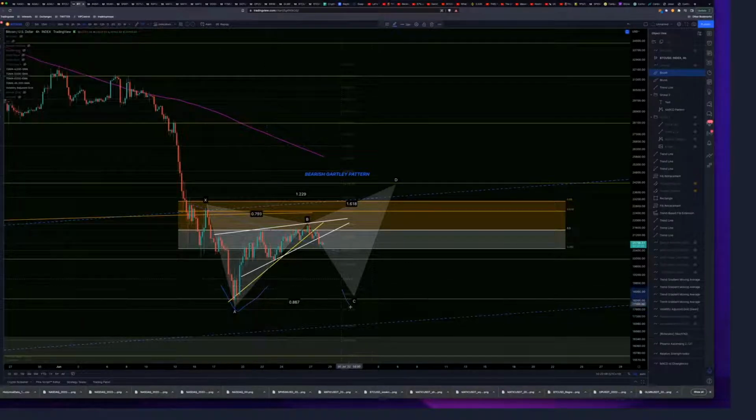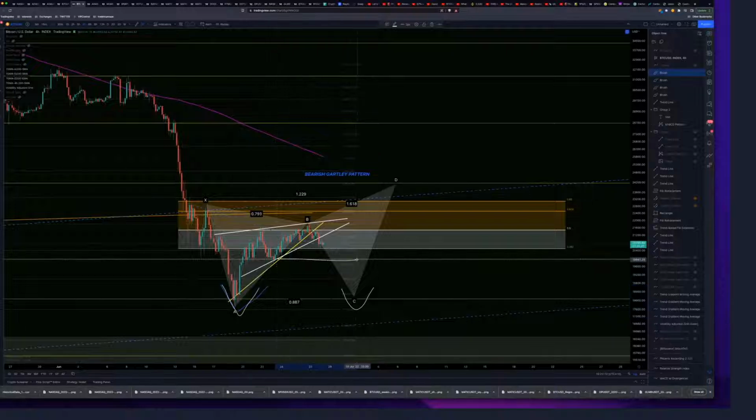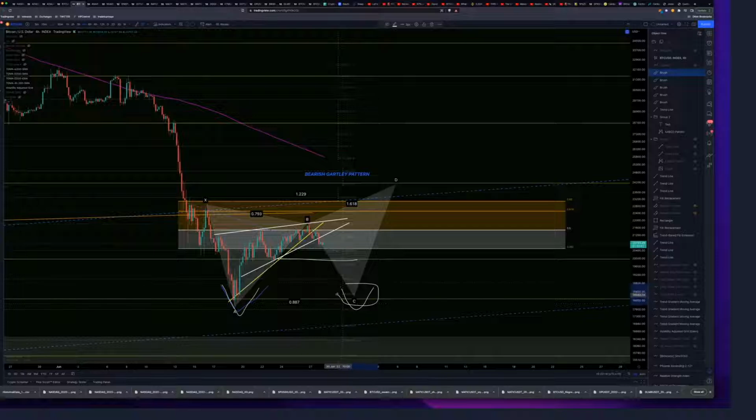So we have a double bottom. Maybe I'll just change it to white. The double bottom, and you see this wedge formation. So the wedge formation could come down here. I do see potentially that is an area of interest if this was to break.